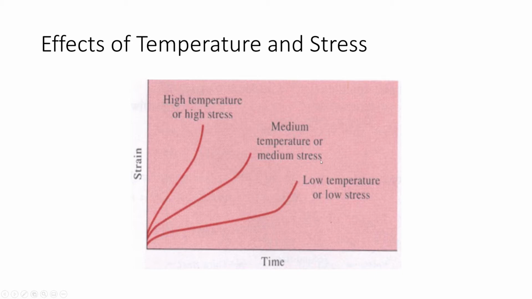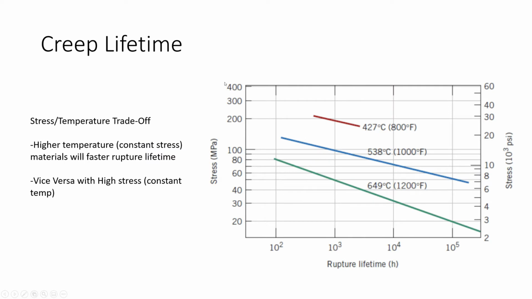As you can see on this graph, low temperature or low stress has a lower rate, and as you go higher, the rate goes higher as well. This doesn't correctly or fully represent how temperature or stress affect the rate of creep. However, it is a good generalization of how creep will occur compared to how high or low the temperature or stress is. So for the creep lifetime, this is the graph of the rupture lifetime as seen here, there is a stress-temperature trade-off.